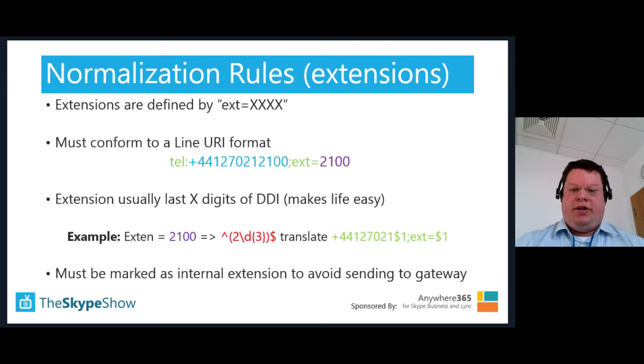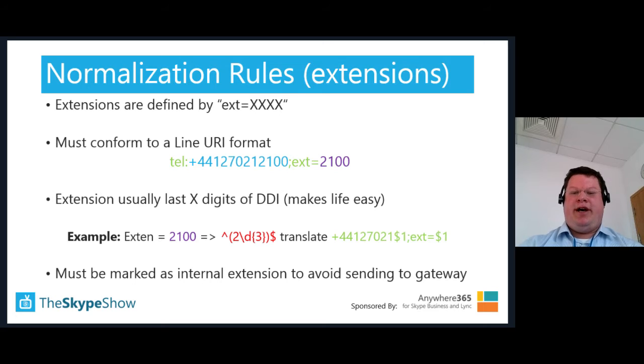Using the last 4 or 5 digits of the DDI number assigned to a user makes life a bit easier for normalization rules. So if a DDI finishes in 2100, we can create a normalization rule that will fit that 4-digit range block and translate it into the full line URI. Here we've got 212100, and you can see that the 2100 is matching the last 4 digits of the DDI.